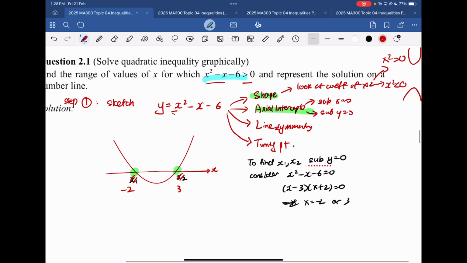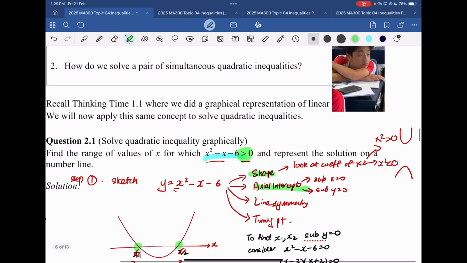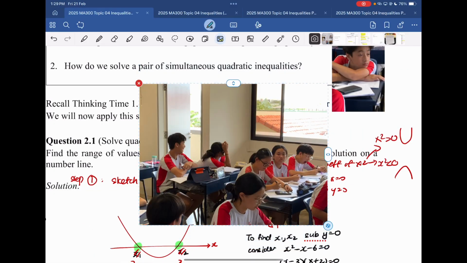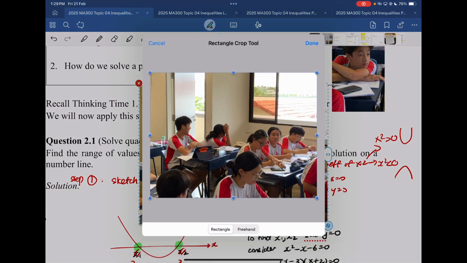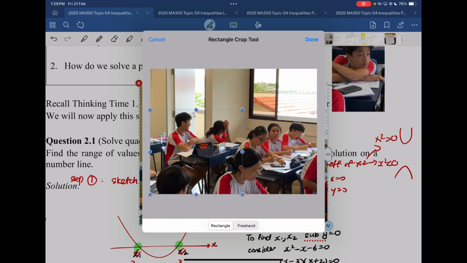Okay, so now if I want this to be more than 0, carefully, if I want my graph to be more than 0, we must remember we are looking at the graph of y equals to x squared minus x minus 6. We are looking at x squared minus x minus 6.